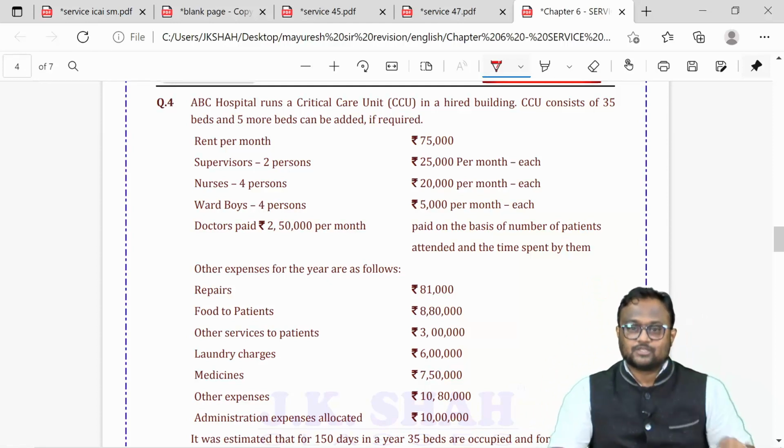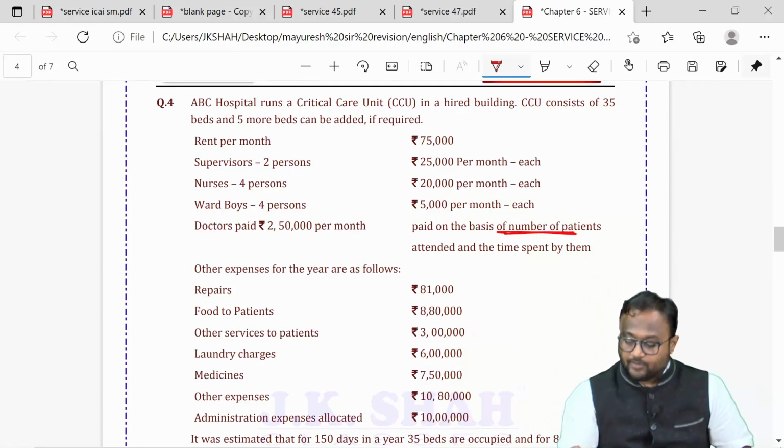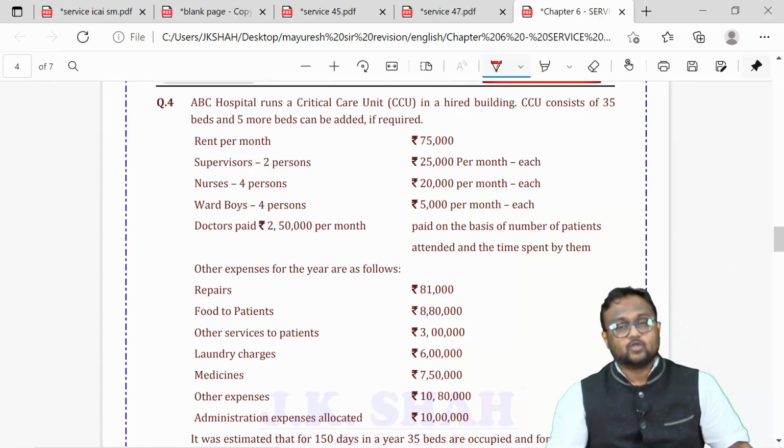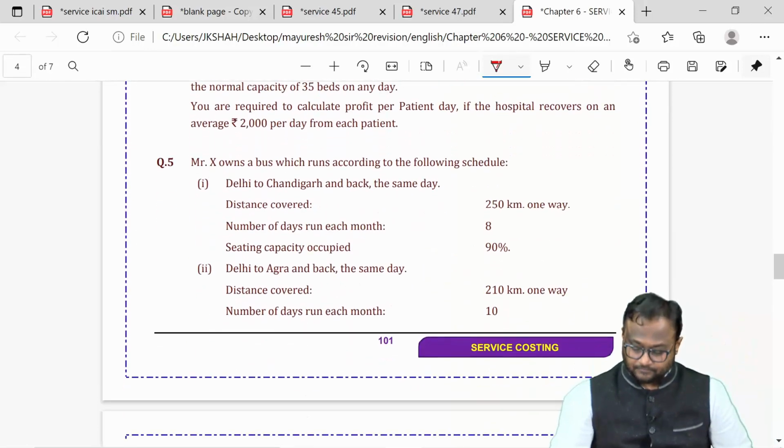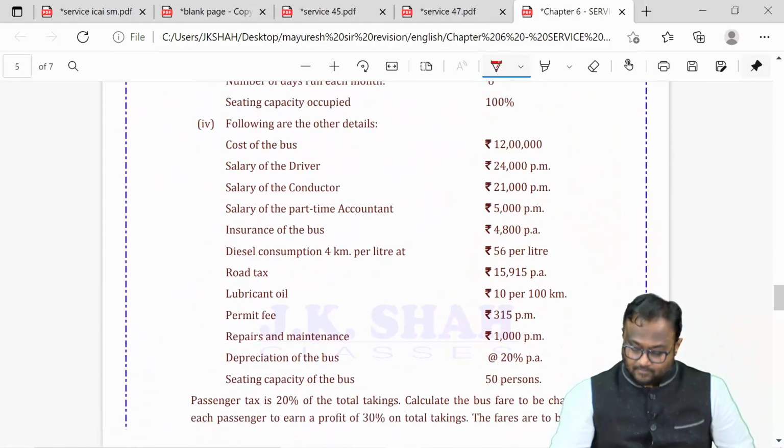But it is not a fixed cost. It is based on number of patients. So doctor's remuneration will also be considered as variable cost. Contribution per patient day you get. Fixed cost divided by contribution per unit will directly give you the answer.